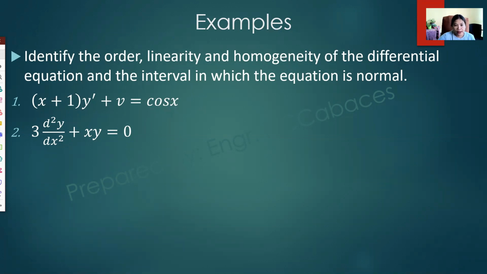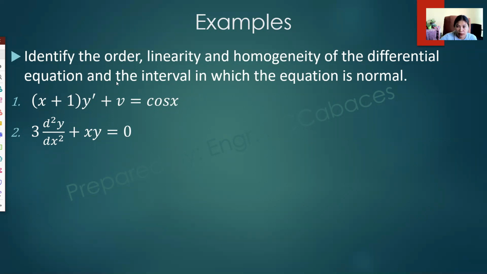Then what about the second sample problem? 3 times the second derivative of y with respect to x plus xy is equal to 0. So the highest order is the second derivative. So this is a second order ordinary differential equation. This is linear since none of the three requirements were violated. And this is homogeneous because the right side of the equation is 0.